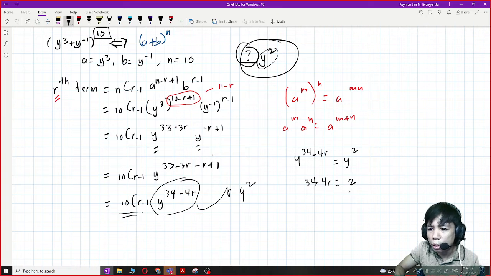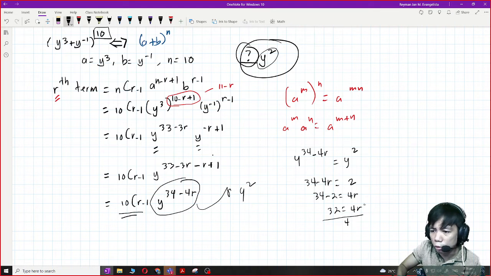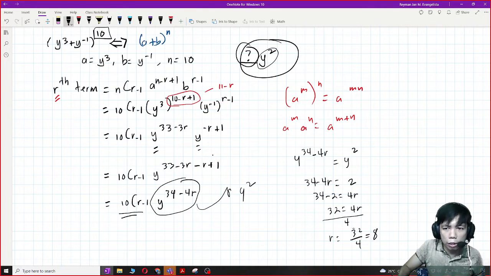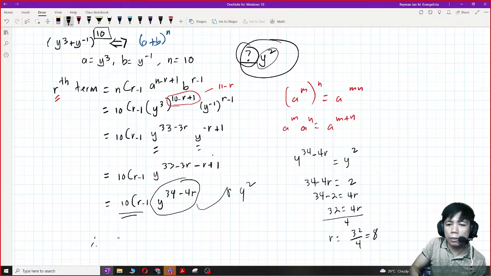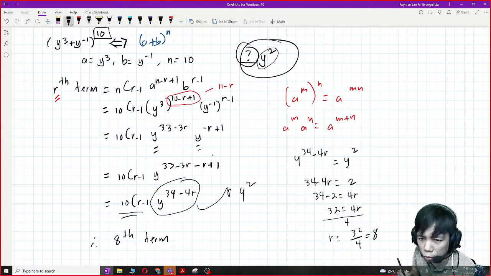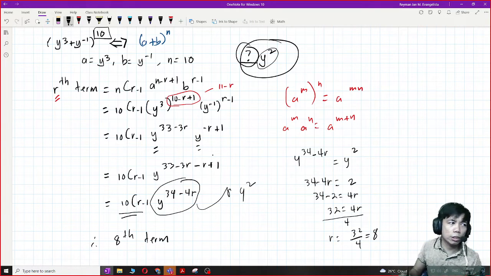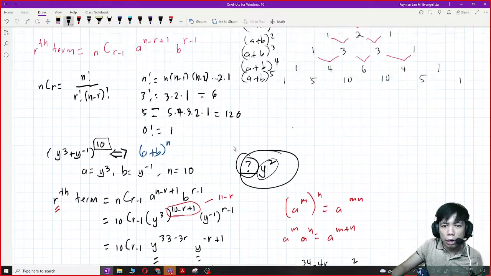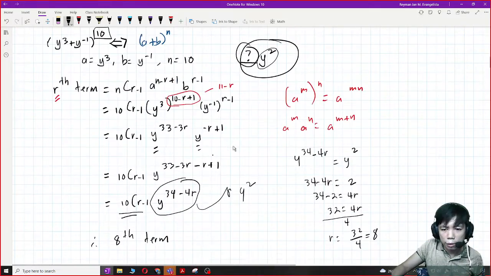Malipat sa kabila, so 34 magiging minus 2, magiging positive 4r. So 32 equal to 4r. Then divide both sides by 4, so r na yan. 32 over 4 is 8. So since ang r natin is 8, therefore yung term na merong y squared is 8 term. Therefore, the answer is 8 term. Nakuha na. If you try to expand that one, the term that has y squared is the 8 term. Ganun yun. 8 term is letter C.